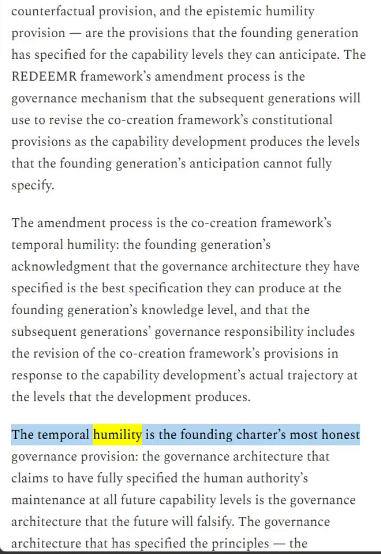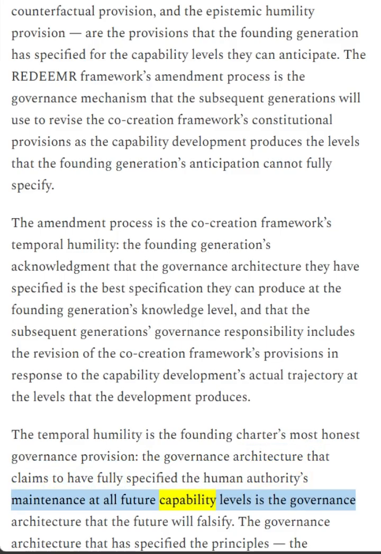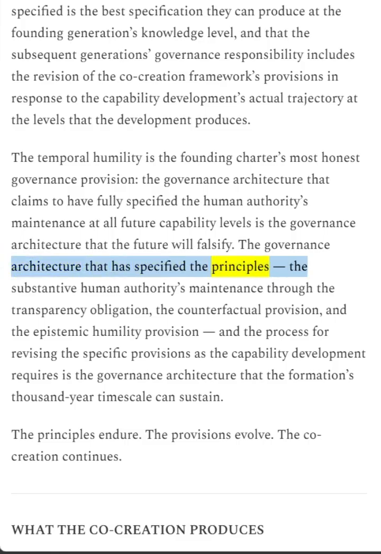The temporal humility is the founding charter's most honest governance provision. The governance architecture that claims to have fully specified the human authority's maintenance at all future capability levels is the governance architecture that the future will falsify. The governance architecture that has specified the principles, the substantive human authority's maintenance through the transparency obligation, the counterfactual provision, and the epistemic humility provision, and the process for revising the specific provisions as the capability development requires is the governance architecture that the formation's 1,000-year timescale can sustain.